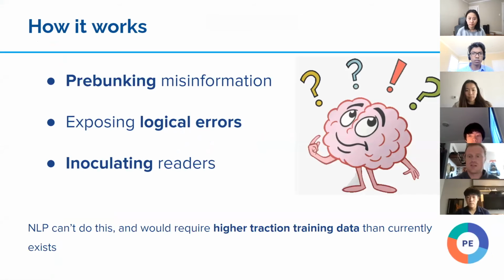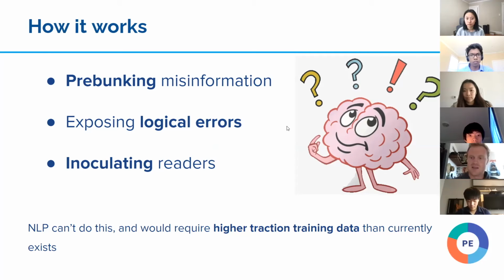The way it works is based off of a couple of research papers indicating that, first off, pre-bunking misinformation, or telling people there might be something wrong before they read the article, makes the correction last. We'll expose logical errors in the articles, which can help people be persuaded by our labels more so than just fact checking would. And we can inoculate readers.